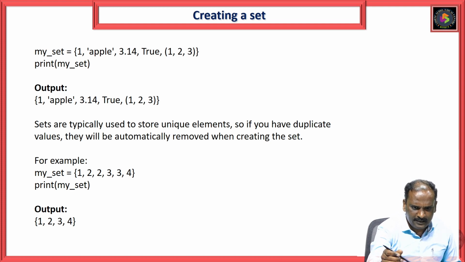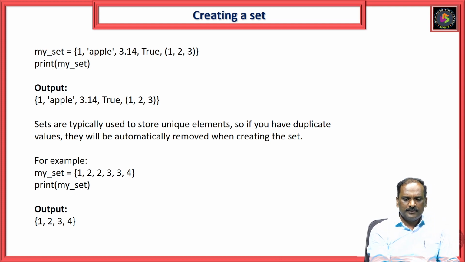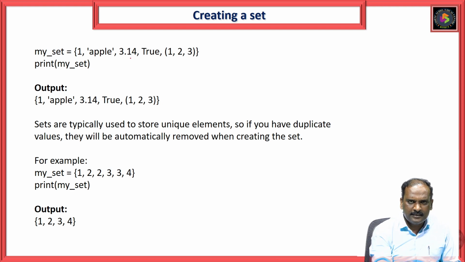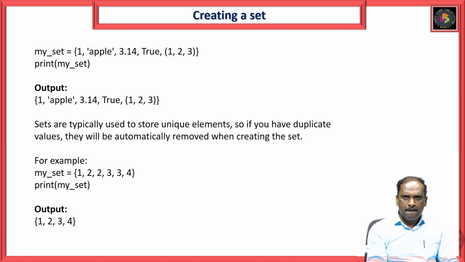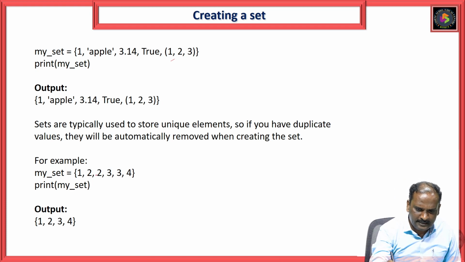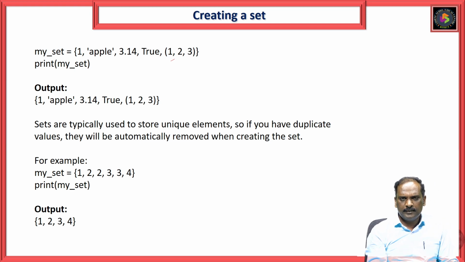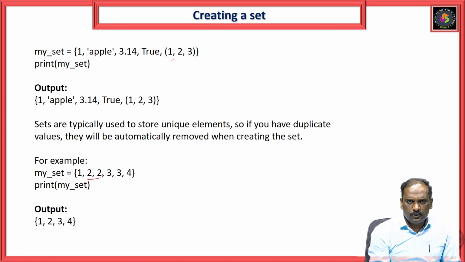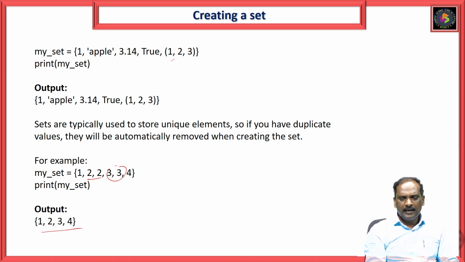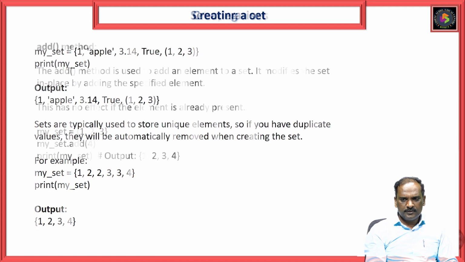As we have earlier seen, it can contain a heterogeneous set of elements. So here it is containing 1 as integer, apple as the string data type, 3.14 as float data type, true as boolean data type, and 1, 2, 3 inside the parentheses as tuple data type. So set elements are heterogeneous. Now here we can see that my set is containing 1, 2, 2, 3, 3. So 2 appears 2 times and 3 appears 2 times. When I display my set, you can observe that the duplicate elements are removed. So set will not contain duplicate values. It will contain only the unique values.